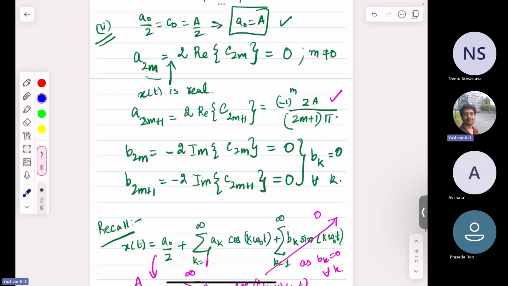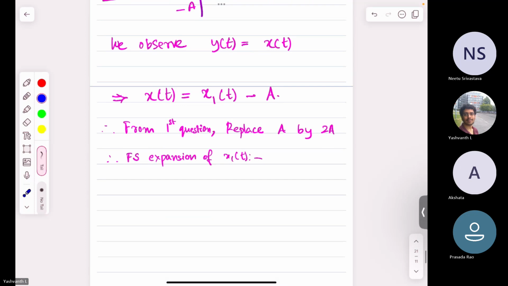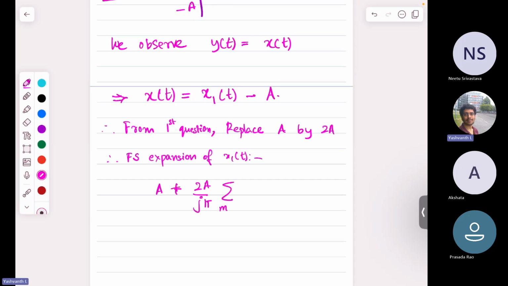I'm going to write down the answer here. It is equal to a plus, I remember I had a by 2, so if you do a as 2a, it's 2a by 2, which is equal to a. That's it. a plus 2a by j pi, summation m equal to minus infinity to plus infinity, 1 by 2m plus 1 into e raised to j (2m plus 1) omega naught t, where omega naught equals 2 pi by t naught. Is this clear? This is basically my x1 of t. Now call this as 1, call this as 2.